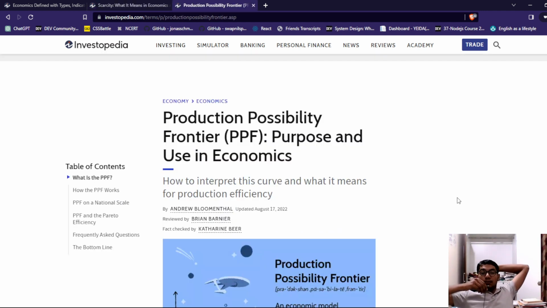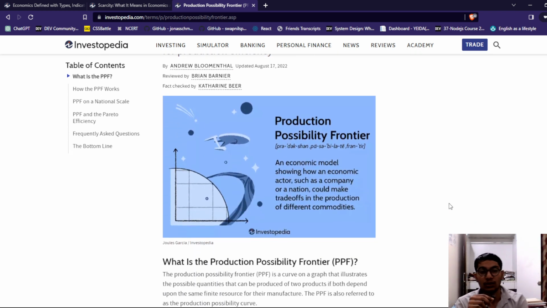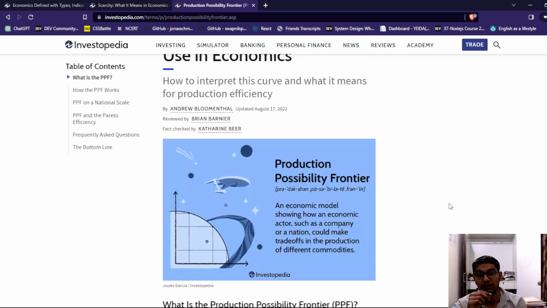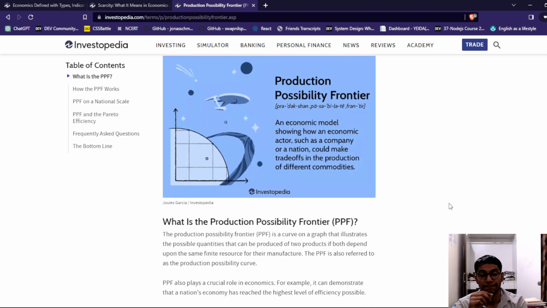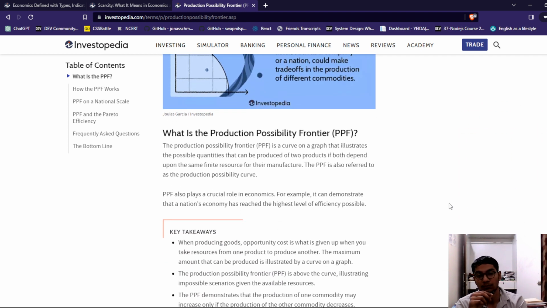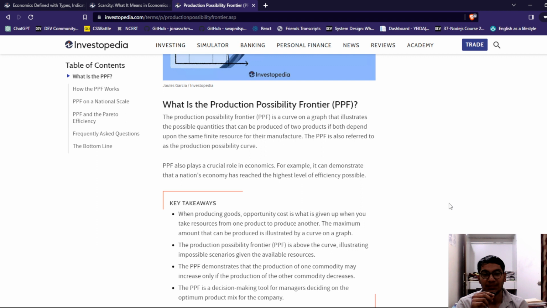Okay. The production possibility frontier, PPF. Its purpose and use in economics. How to interpret the curve and what it means. What is the production possibility frontier? The production possibility frontier is a curve on a graph that illustrates the possible quantities that can be produced of two products if both depend upon the same finite resource for a manufacturer. The PPF is also referred to as the production possibility curve.